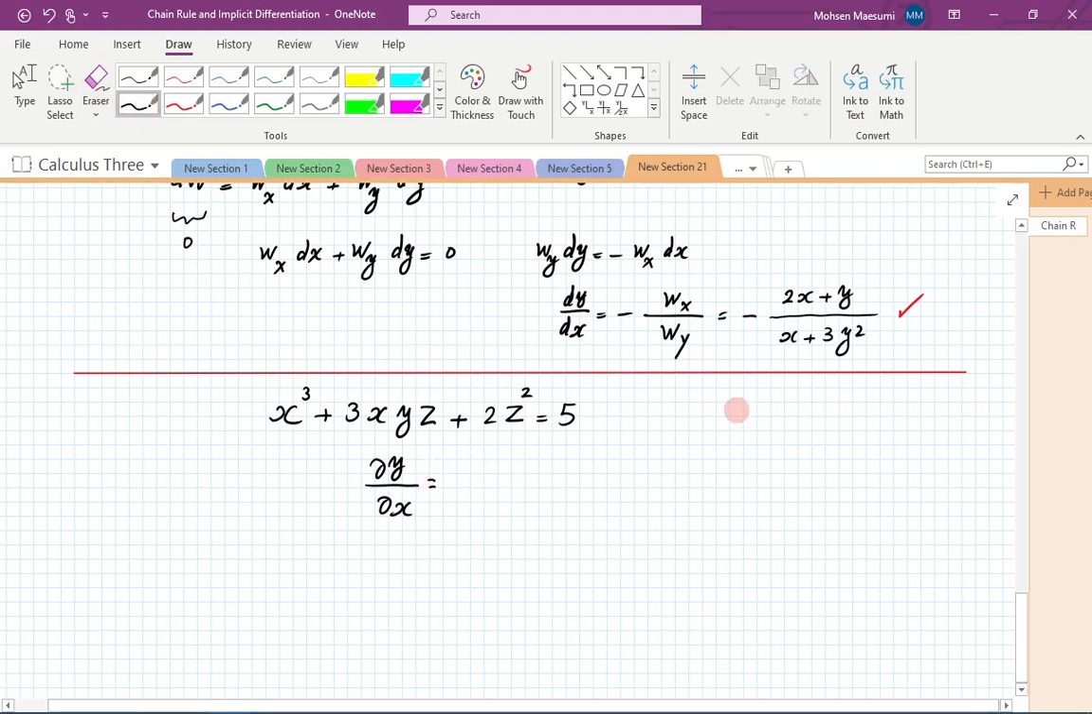first of all define another variable, which is the difference of the two sides of this equation that you have. So say w is equal to x cubed plus 3xyz plus 2z squared minus 5. So w equal to 0 is the same as that surface we were looking at.